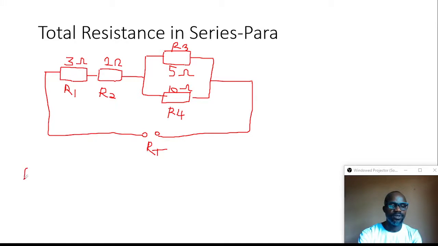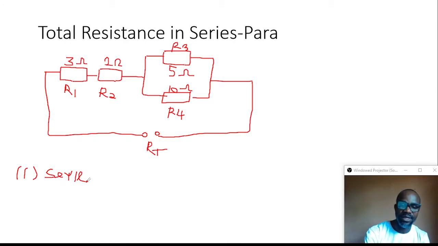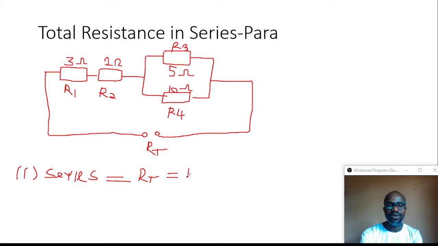First of all, the first one to calculate is resistance in the series network. By the time we calculate the series network, we calculate the parallel network, and at the same time we add them together. So the series formula is RT equals R1 plus R2, because the two resistors are in series. Quickly we substitute. When we substitute here, we have 3 plus 2.